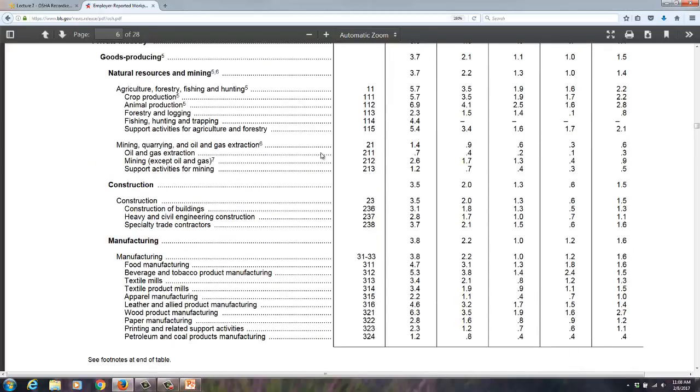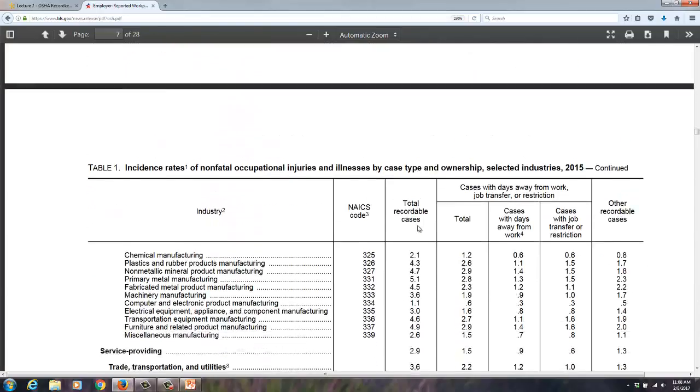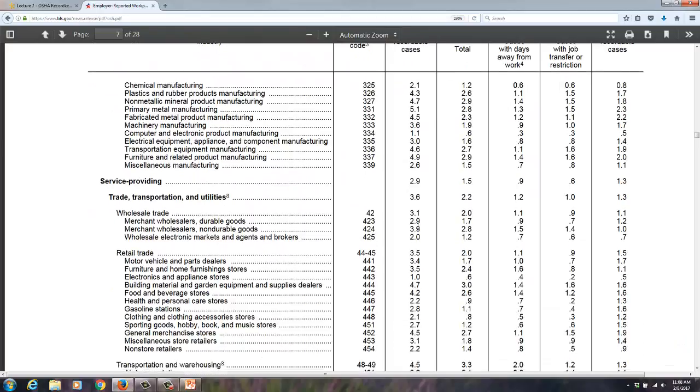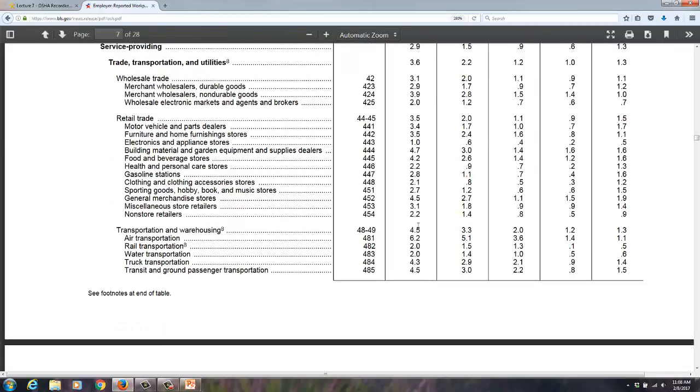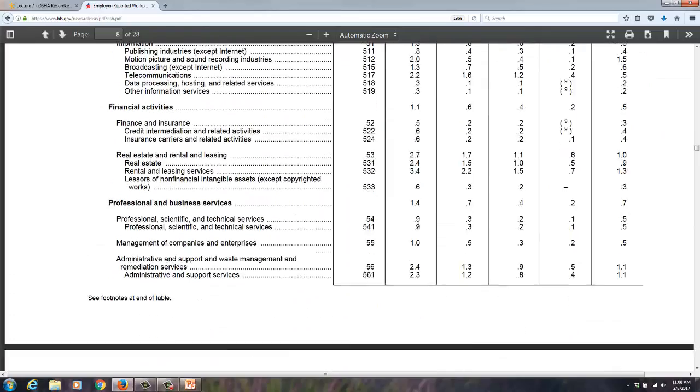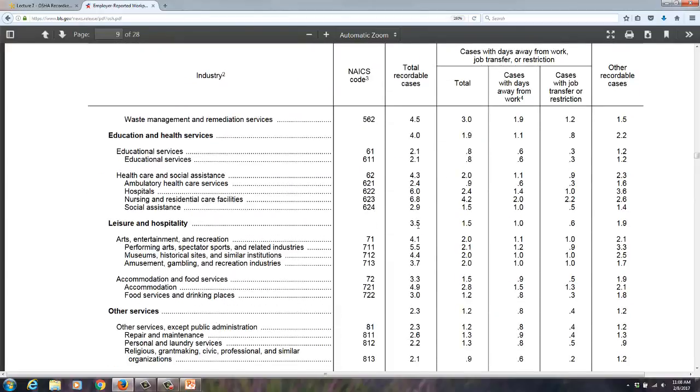If I give you an NAICS code, say 236, you should be able to say, oh, that's the industry of construction of buildings. Their total case incidence rate is 3.1. Their DART is 1.8. There you go. And we're in 2015, so the numbers are lower than they were before, and you can look back to 2003, I think, and compare it.